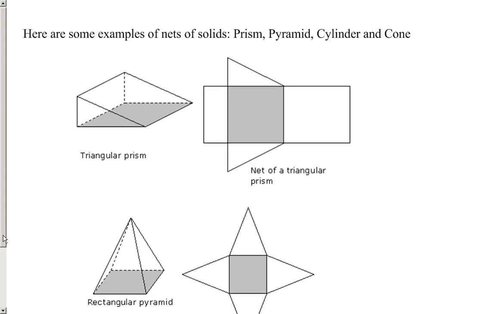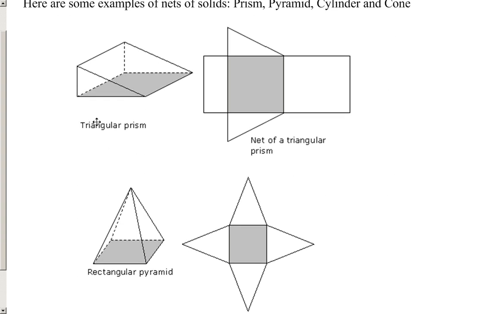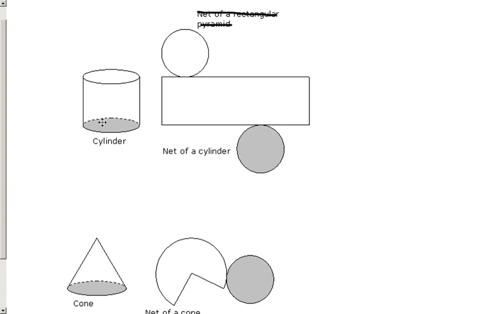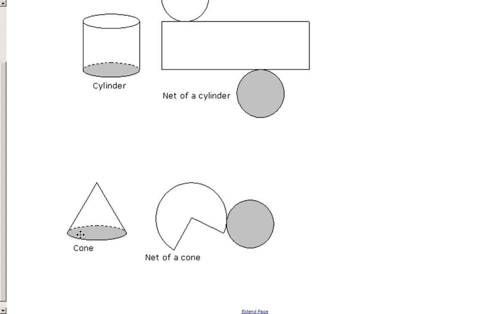So again, you want to be sure that the faces of the net and the faces of the solid match. And I crossed this out. That was a mistake earlier. Here is just a net for a cylinder, the solid shape, the net, and the net of a cone, kind of an interesting shape.